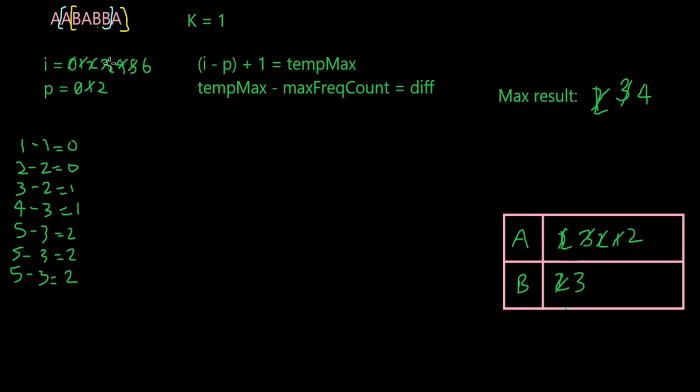And so since i has already reached the end, our loop stops and our result of 4 is returned. And that's it. So we're done here.